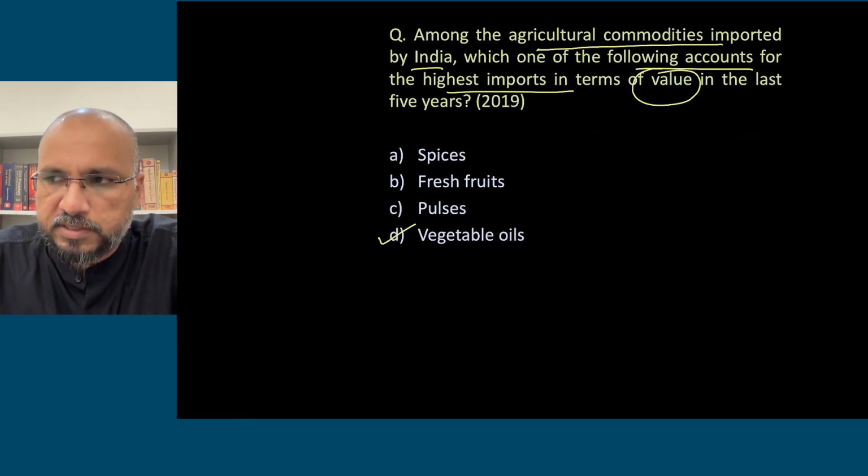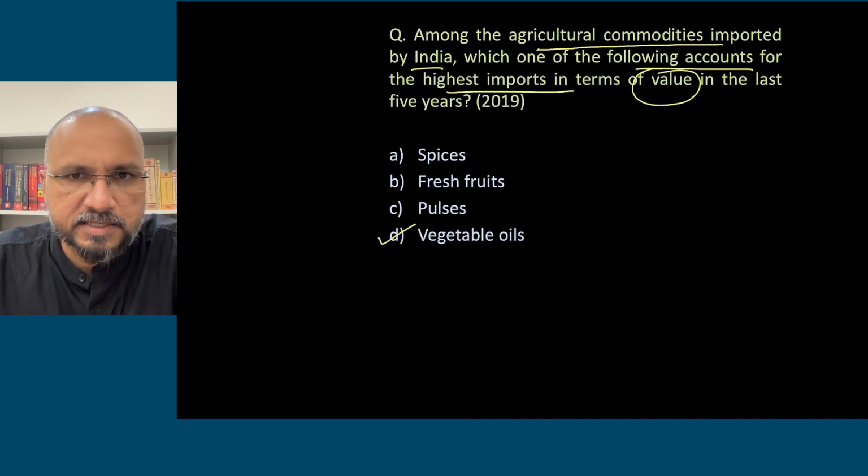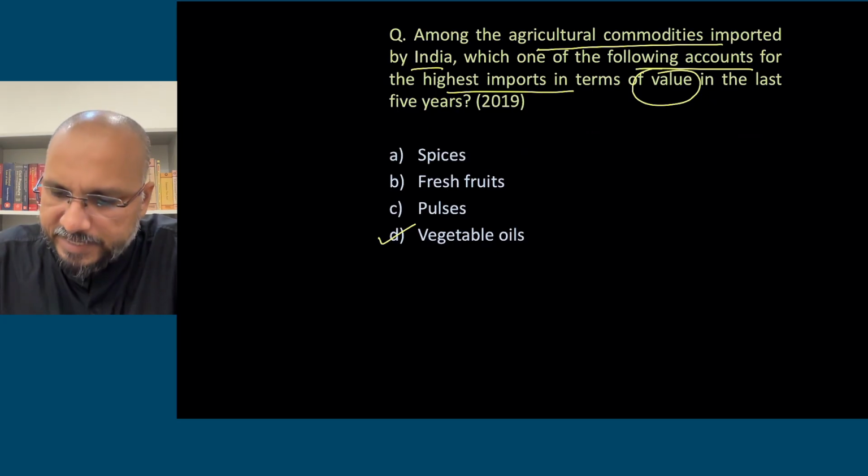There was another question where they have given a statement and they have asked whether the statement is true or false. India has highest cultivable area or something like that, on those lines. So you need to know certain basic data.